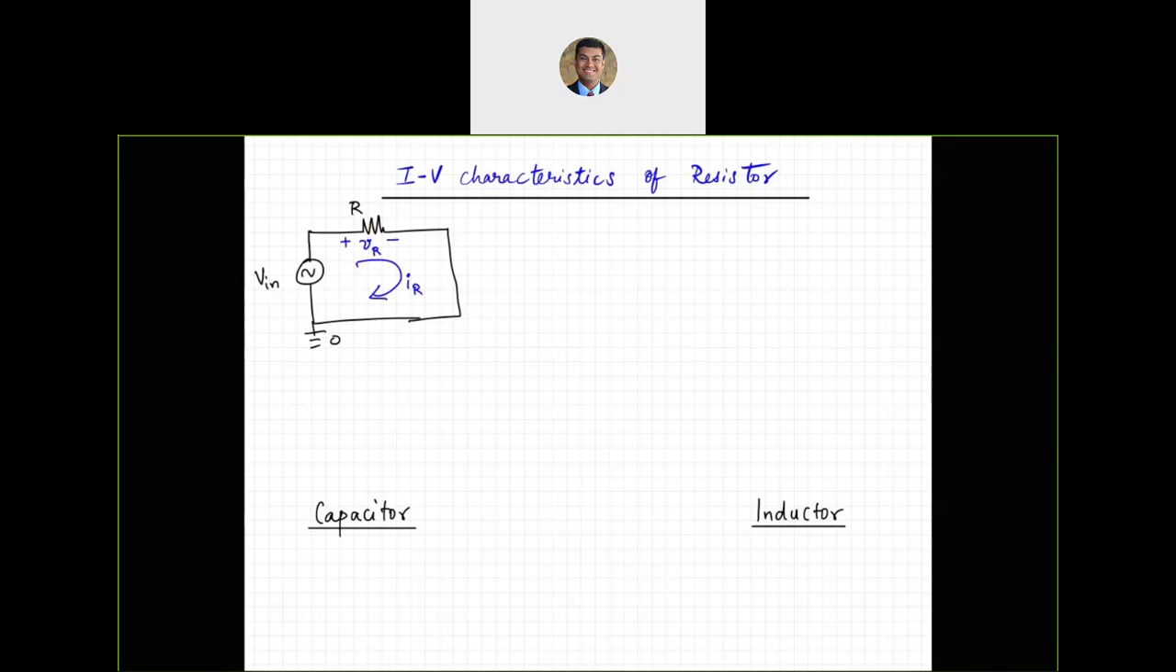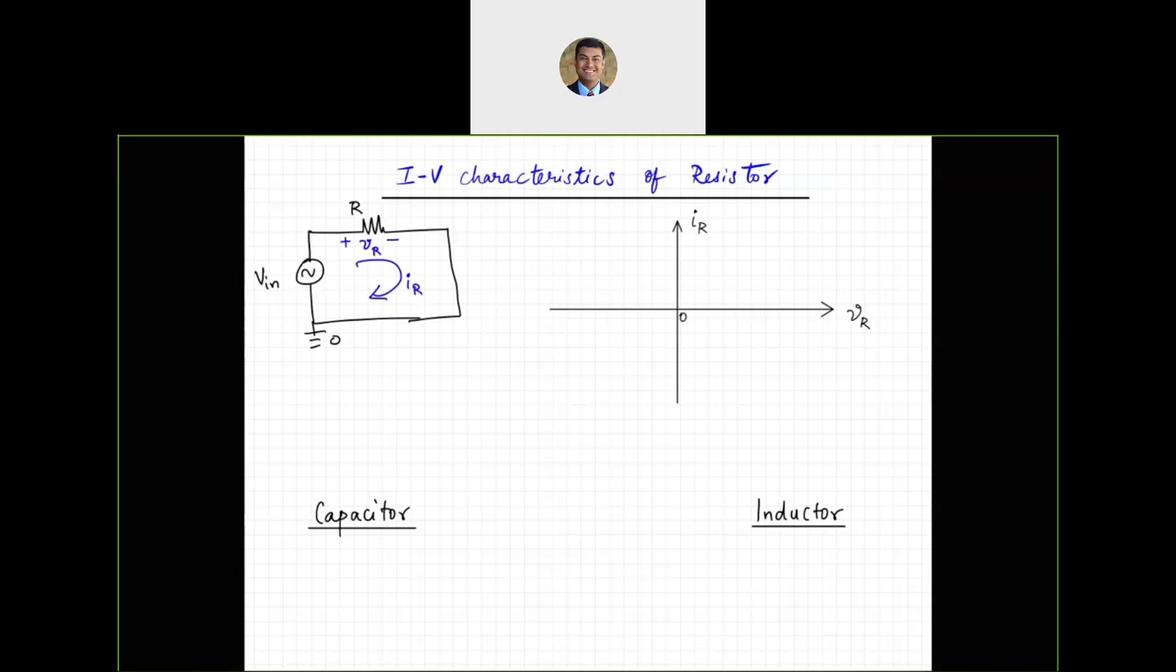For that, I will start off with establishing an x-axis and a y-axis. On the x-axis, I'm going to sketch the voltage across the resistor, VR, and on the y-axis, IR, the current through the resistor, and this of course is 0 right in the middle.